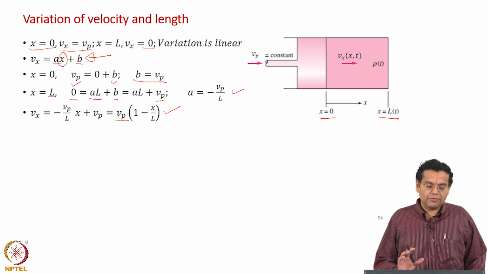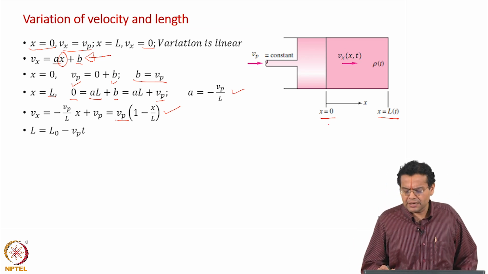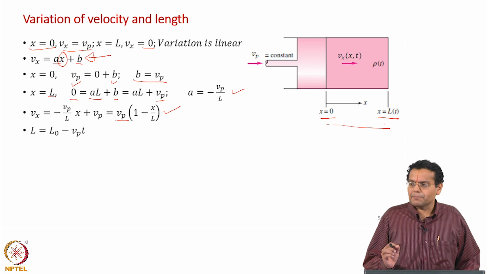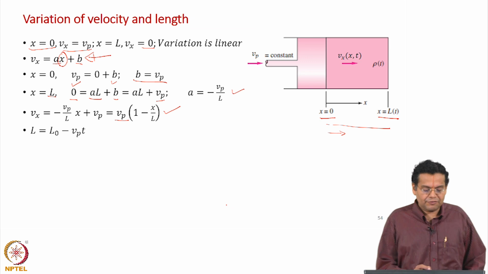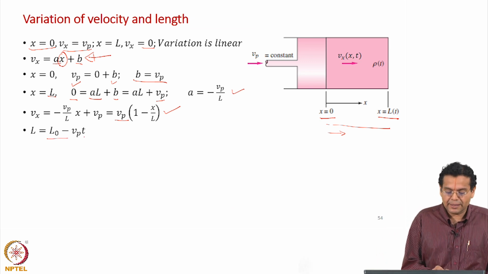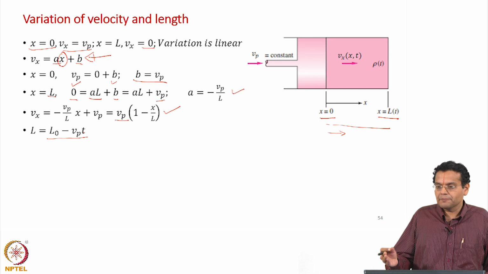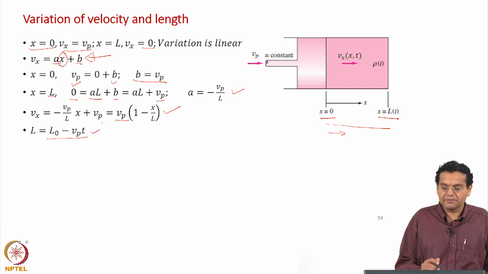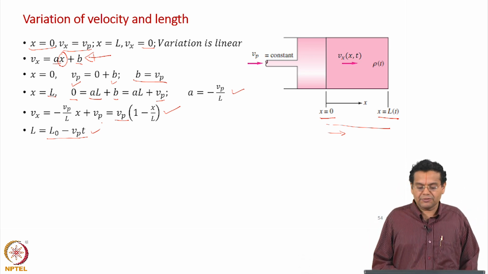What is it that we have found out? We have found out V x as a function of x. Why do we do that? Because we want to evaluate the derivative. Of course, what is L? L is equal to the initial length L naught, and over a period of time t, this piston would have moved V p into t. So, the remaining length is L naught minus V p into t. At time t equal to 0, it is L naught. Over time period t, the piston moves a distance V p into t, so the remaining length is L naught minus V p into t. That is what I have always been emphasizing, that L is a function of time; it decreases with time.